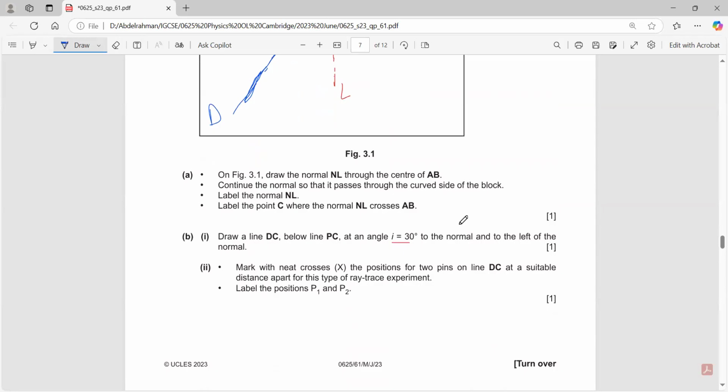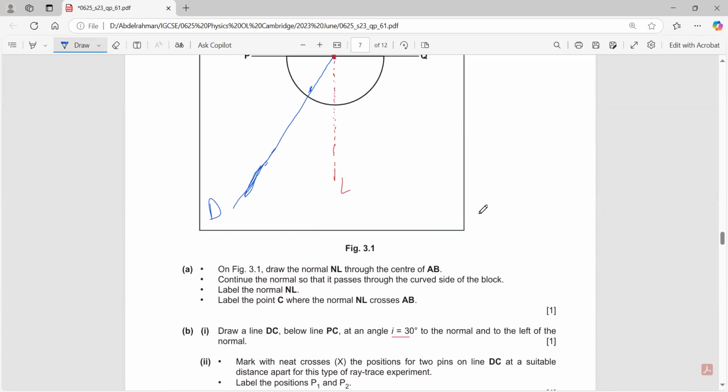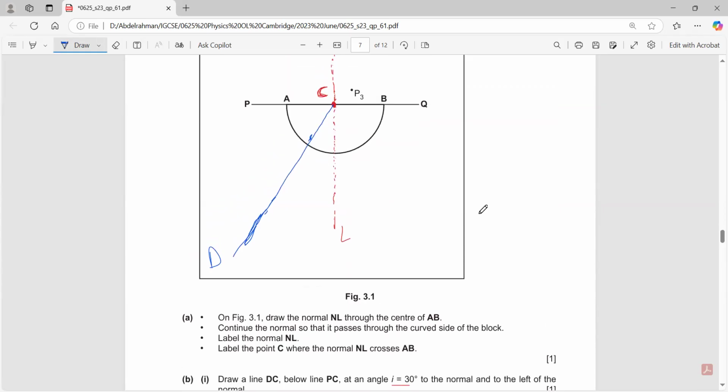Mark with neat crosses X the positions for two pins, P1 and P2, at a suitable distance. We said suitable distances for P1 and P2 have to be at least 5 centimeters. P1 and P2, at least 5 centimeters apart.